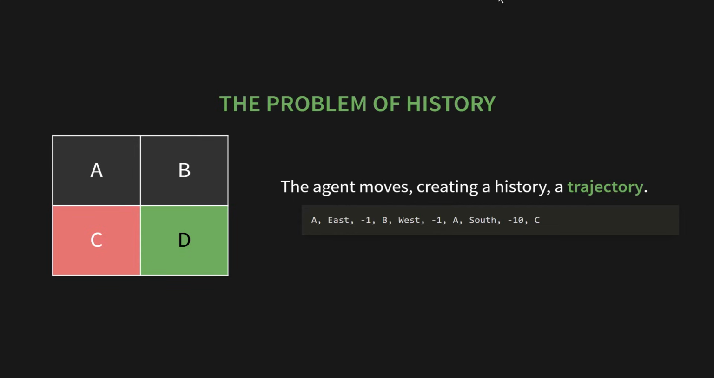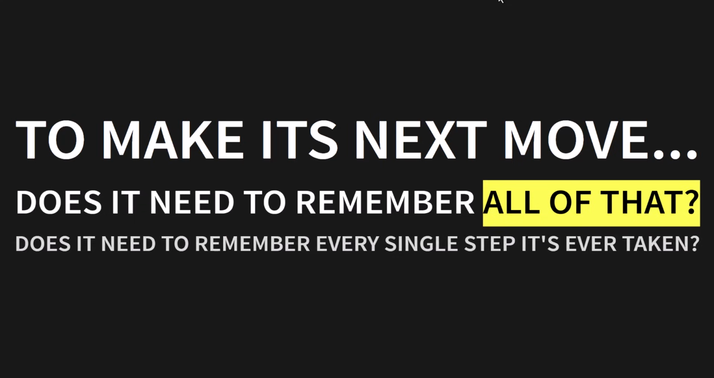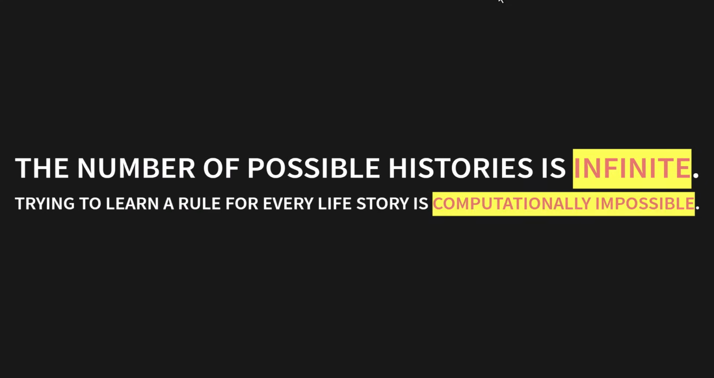Now, imagine our agent is back in state A. To make its next move, does it need to remember all of that? Does it need to remember that it tried to go east, then came back? Does it have to recall every single step it's ever taken in its entire existence? If the answer is yes, we're screwed. The problem just explodes. The number of possible histories is literally infinite. Trying to learn a rule for every conceivable life story isn't just hard, it's computationally impossible. It's a dead end. So, we cheat.